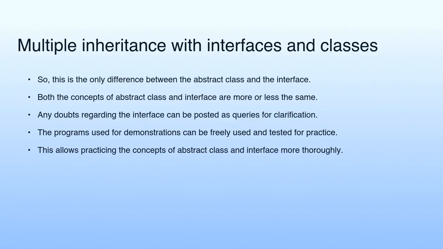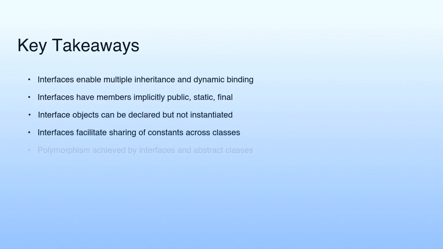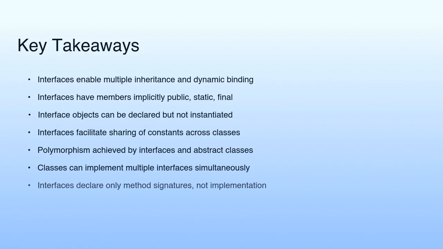To summarize, interfaces enable multiple inheritance and dynamic binding in Java. Interface members are implicitly public, static, and final. Interface objects can be declared but not instantiated directly. Interfaces facilitate sharing of constants across classes and enable polymorphism, along with abstract classes. Classes can implement multiple interfaces simultaneously. While interfaces only declare method signatures, abstract classes can include method implementations. Mastering interfaces and abstract classes is crucial for leveraging polymorphism and inheritance in Java.